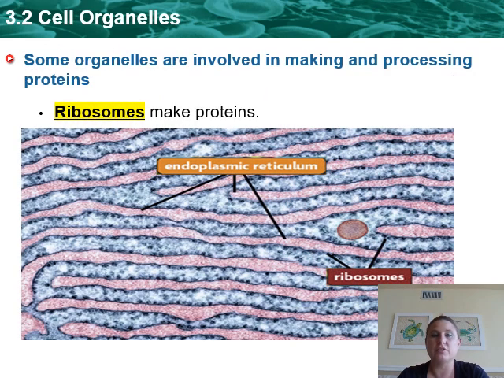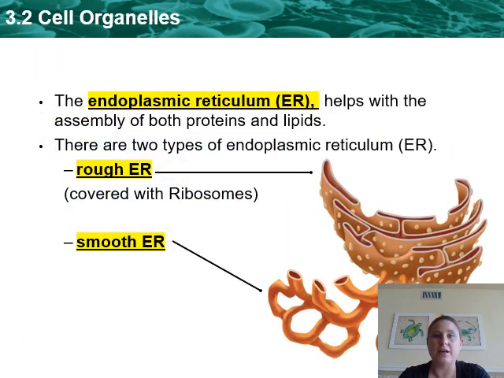We have other organelles that are involved in making and processing proteins, and so our other important structure are ribosomes, and ribosomes actually make the proteins. We have the endoplasmic reticulum. We can call that the ER. It helps with the assembly of both proteins and lipids. Remember, lipids were fats. And there are two types of endoplasmic reticulum. We have the rough ER and the smooth ER. The only difference is the rough has ribosomes making it look bumpy and rough.